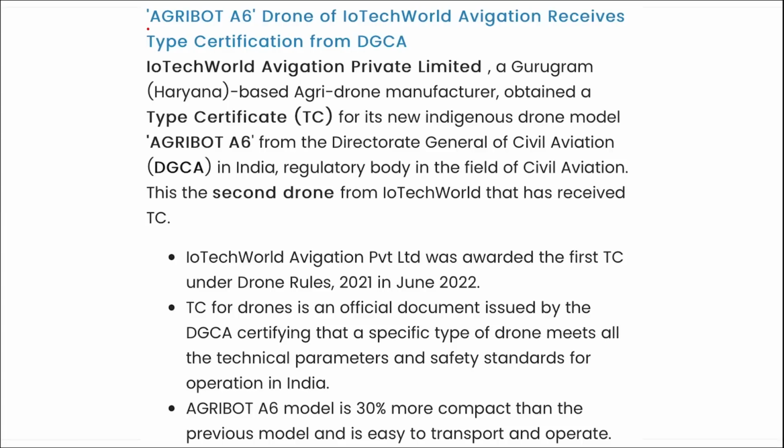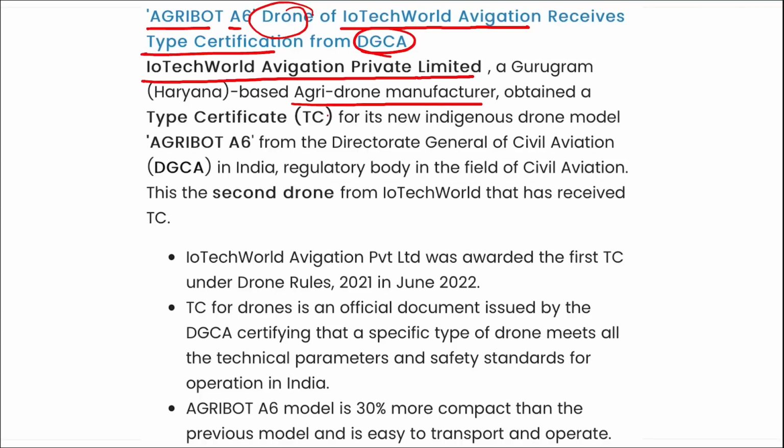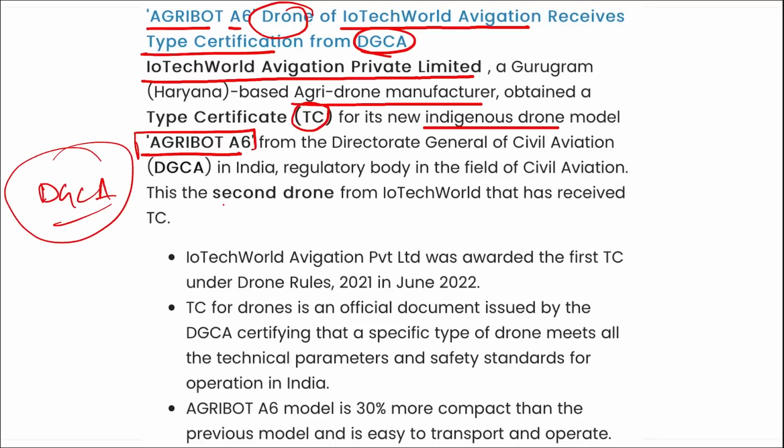Next is Agribot A6. This is the name of the drone of IoT Tech World Aviation that received the type certification from DGCA. I repeat, IoT Tech World Aviation Private Limited is a Gurugram based agri-tech drone manufacturer, and they have obtained the type certification for their new indigenous drone model, that is Agribot A6. Correct? And they received this type certification from DGCA. Then remember, this is the second drone from IoT Tech World that has received this type certification.